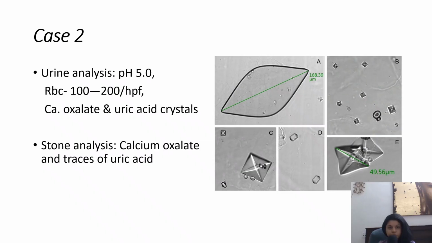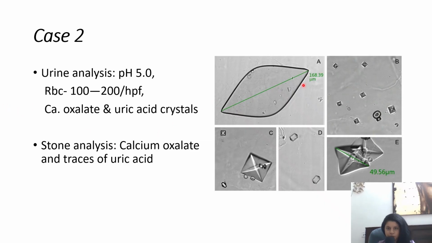And then urinary analysis was done for the patient. His pH was 5, which is acidic. We'll let you know what the significance of it is. And then RBC is 100 to 200. That means he is having gross hematuria. Good means it's not good, it is very bad. And then there are calcium oxalate and uric acid crystals.